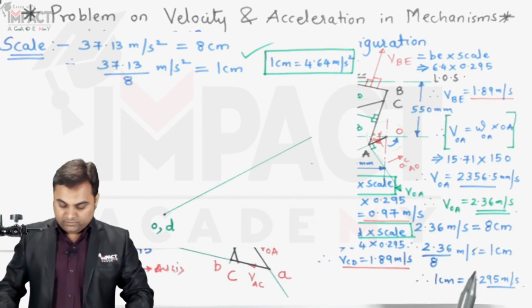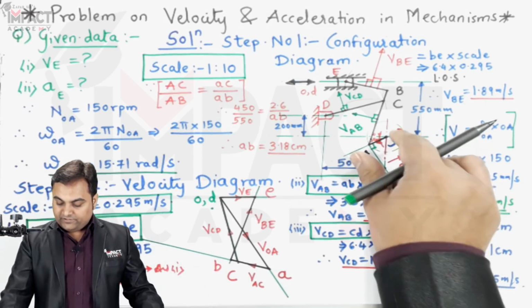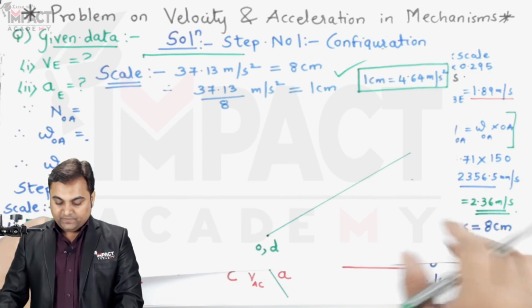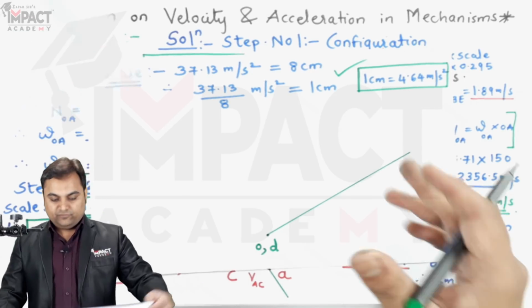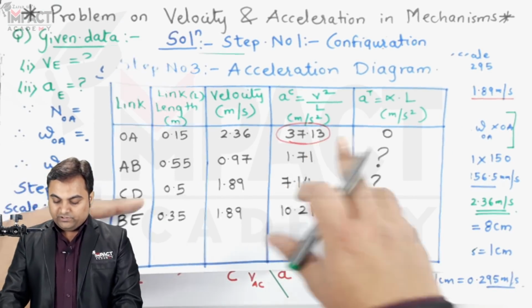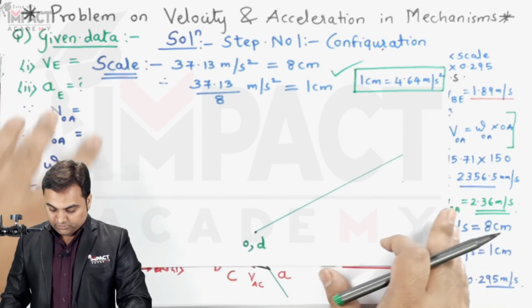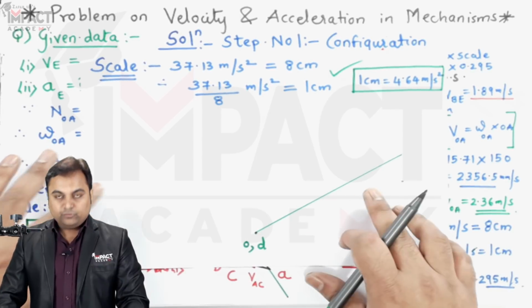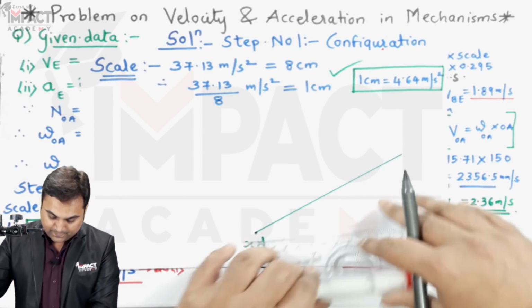Drawing a light line. Now we know the value of centripetal acceleration of OA, and we have taken it as the reference for the scale. So 37.13 would be fit into 8 centimeter. So from point O, I am going to measure 8 centimeter distance.